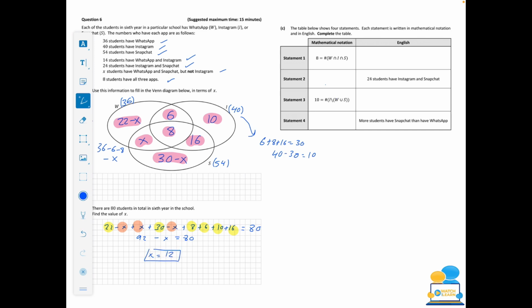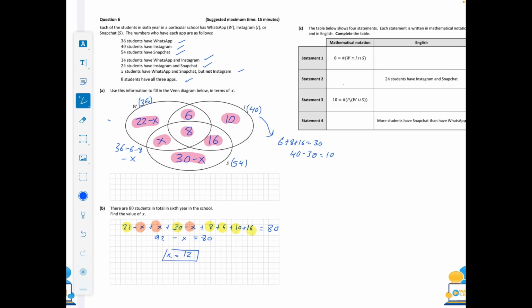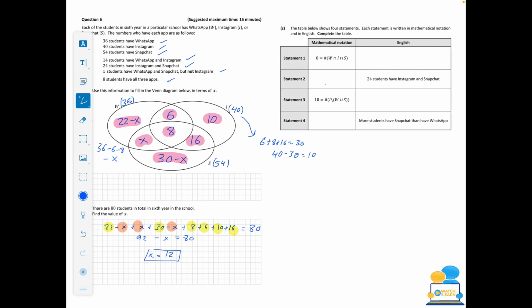That's our answer there. Okay, so part A and B there, Venn diagram with a little bit of algebra. Now part C then is all about our notation. So it's really important that we know our notation well. So the table below shows 4 statements. Each statement is written in mathematical notation and in English. Complete the table. So here we have our maths notation that we want to write in English.